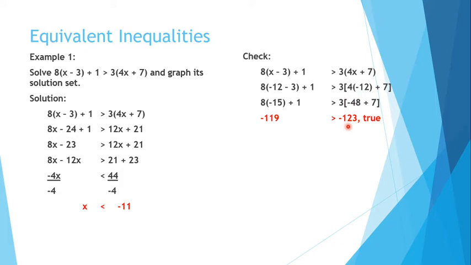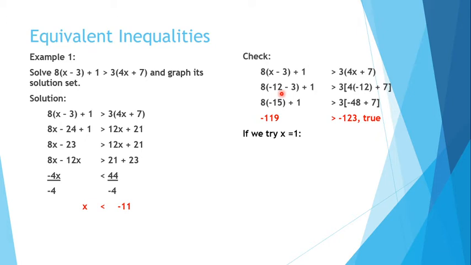Now take note of our statement: negative 119 is greater than negative 123. So class, if based on our checking the statement that comes up is true, then that means the number that we substituted did really satisfy our inequality. So as you can see, this is true, right? Negative 119 is greater than negative 123. And so therefore, negative 12 satisfied our inequality.